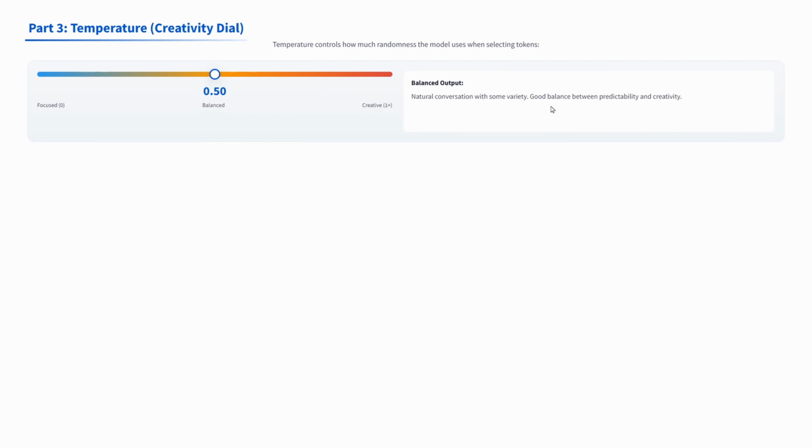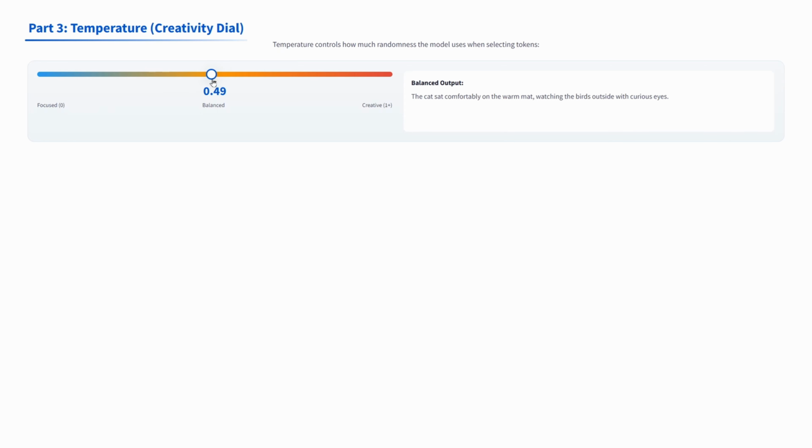Temperature is the most important sampling control, and it is one you will encounter most often. It controls how much randomness the model uses. If we drag this slider towards 0.1, at low temperature, around 0.1 or 0.2, the model almost always picks the most likely token. Very predictable, very factual, and sometimes repetitive. You can look here, right? The cat sat on the mat. The cat is a common household pet.